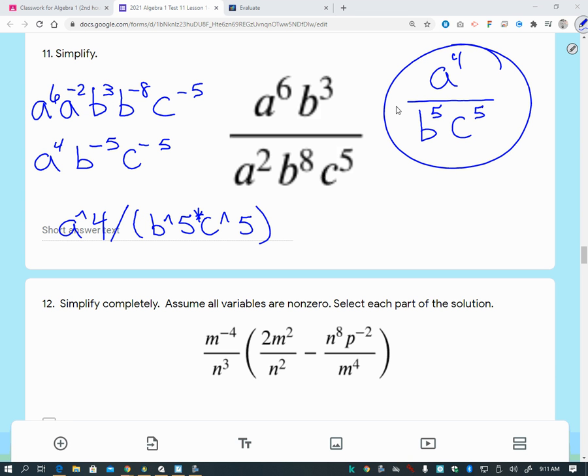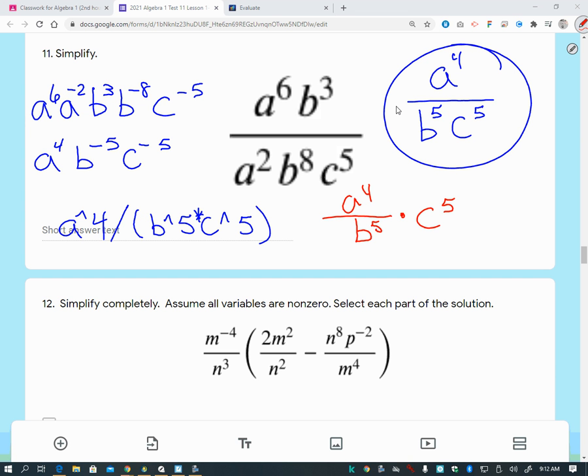Let me explain why. If you don't have the parentheses, this is what it looks like on a calculator. It looks like that. If you were to plug it in your calculator without the parentheses, that's what it would do. That would be the same thing as a to the 4th, c to the 5th over b to the 5th, which is not what we want, right?